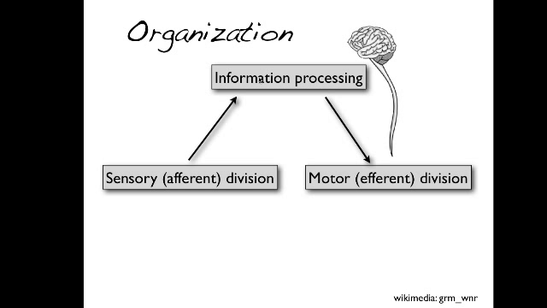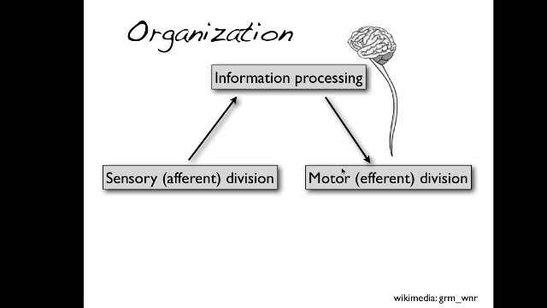A is always first. When information is received, it has to be processed in some way. And that's going to be the responsibility of the brain and the spinal cord. Finally, some information has to be sent out through the motor or efferent division. So A comes before E. Sensory neurons send information to the central nervous system. The central nervous system processes it, and then information is sent along the neurons so that some action occurs.